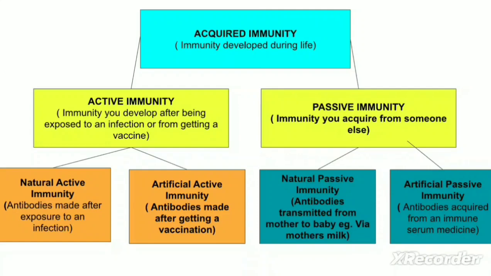Now, artificial passive immunity. Immunity is provided when antibodies produced in one organism are inserted into the organism infected with the same antigen. Example: antibodies against snake venom.